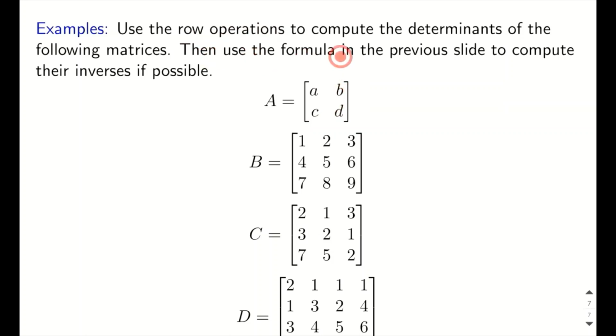Then use the formula for the inverse in the previous slide, the number 7, to compute the inverse if possible. So now the matrix A is A, B, C, D. And we want to find its inverse.